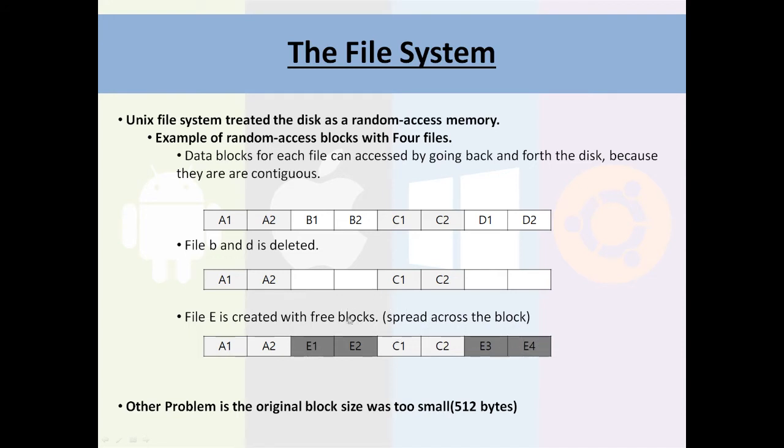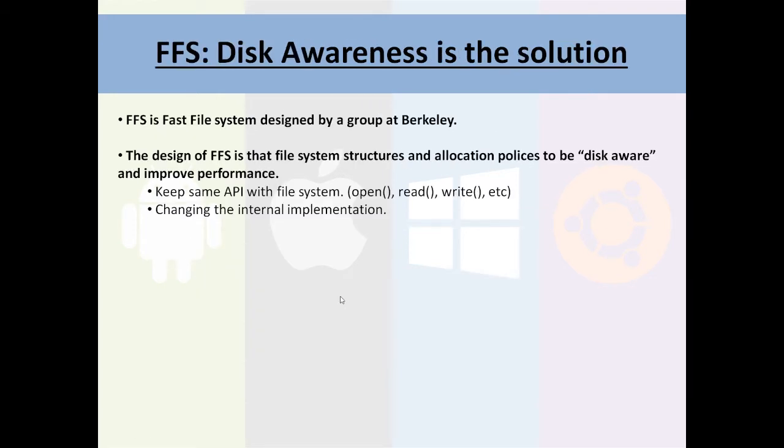The result was that our logically continuous, or contiguous, files would be accessed by going backwards and forwards across the disk, across multiple different regions, and this reduced performance quite substantially. A third, slightly smaller problem, or easier one to fix, was that the original block sizes were too small, only 512 bytes. However, that was easily rectified by just increasing the block size, so that's not a big one to solve.